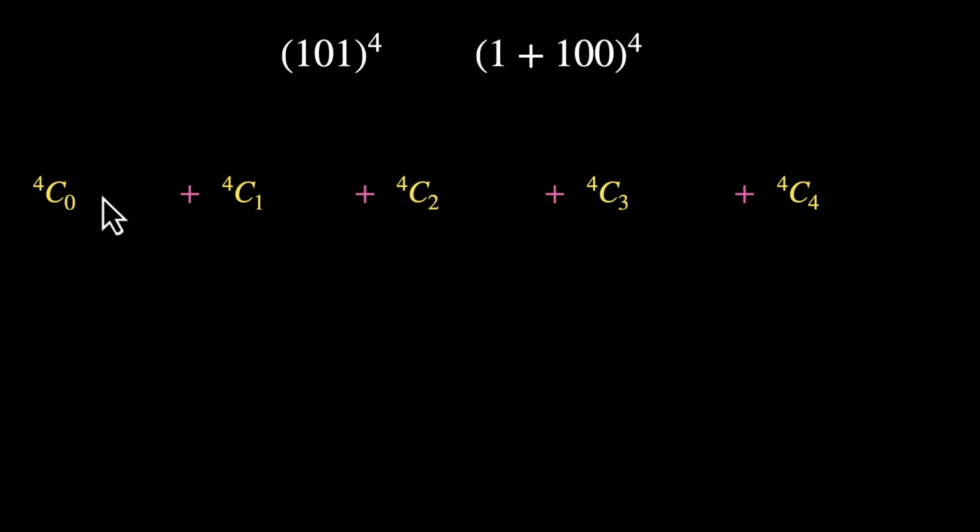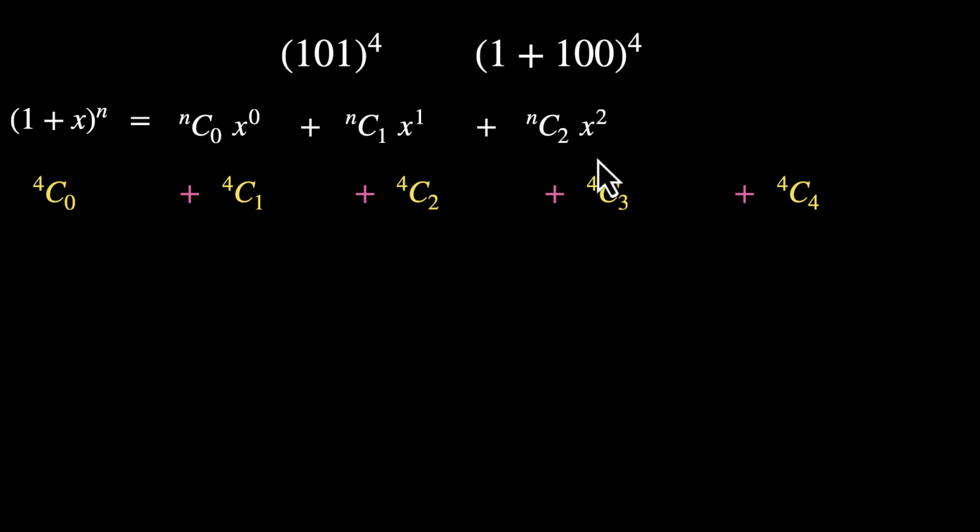Now if you're forgetting what the rest of it is, here's a quick recap of what (1 plus x) to the power n is. Its expansion is nC0 x to the power 0 plus nC1 x to the power 1 plus nC2 x squared and so on. The coefficients go 0, 1, 2 and so on, and the powers are also increasing: x to the power 0, 1, 2 and so on. This goes to nCn x to the power n. And what's x here? x here is 100. So let's put that down.